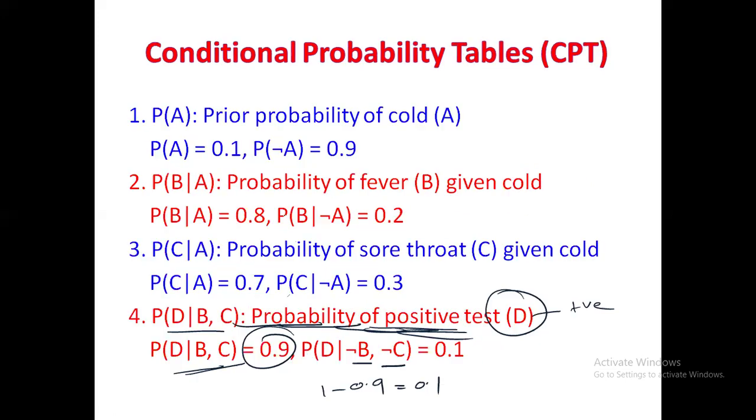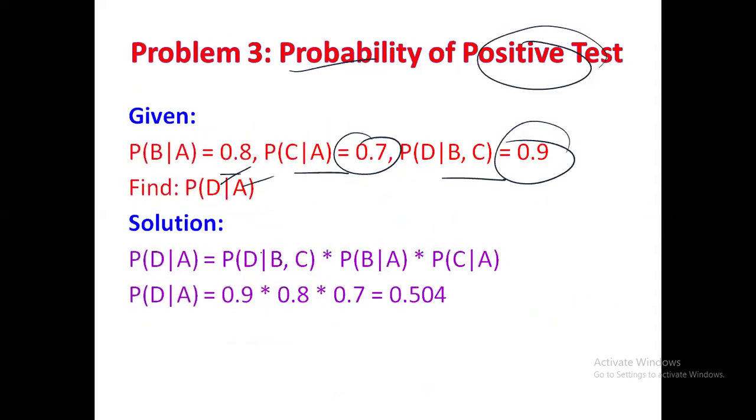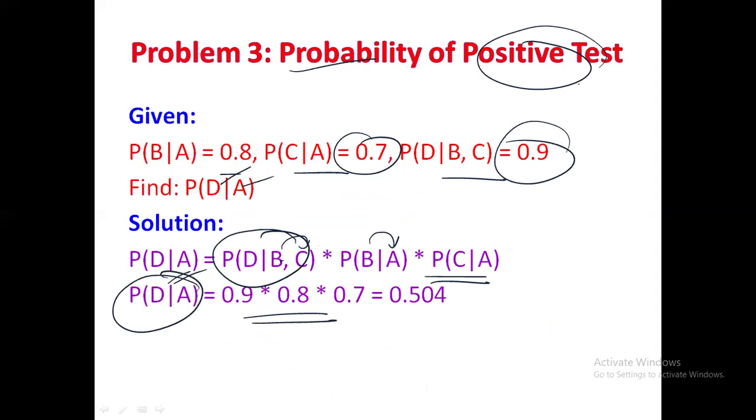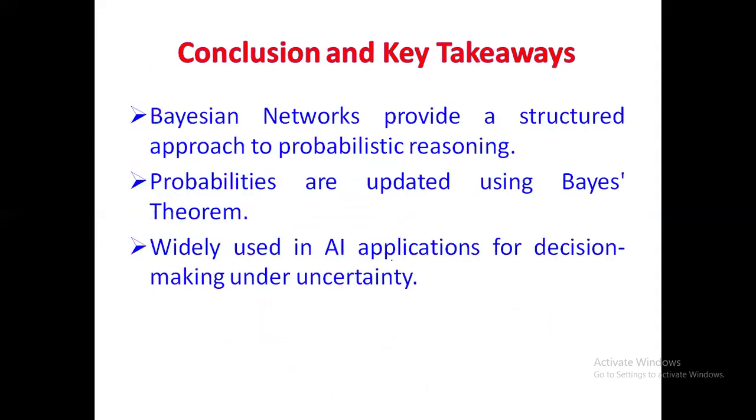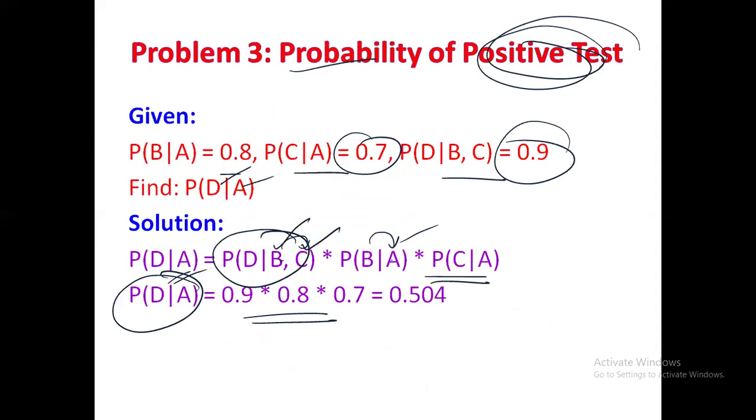So how will you write probability of D given A? All the values you have to consider, so how when it will be positive, by considering all these values. You have to combine all these values. You have to write probability of D given BC, probability of D is equal to D given either B or C, into probability of B given A, into probability of C given A. If you substitute all the values, this is the probability of positive test. Positive test means you have to consider B, C, A also. So you are getting 0.504. Hope everyone understood this problem, right?